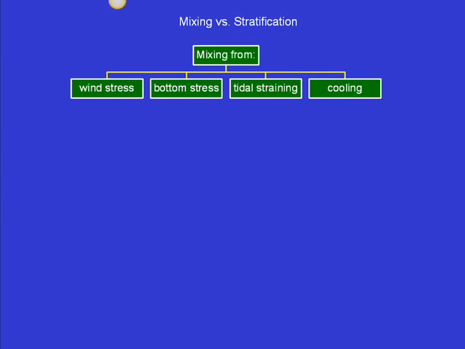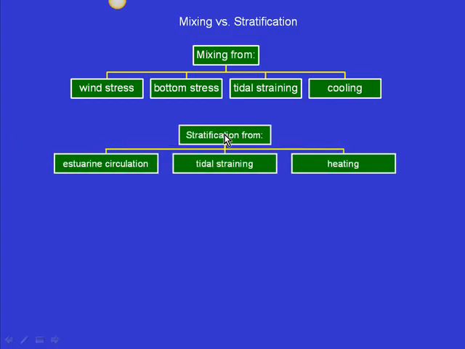How about the opposite of cooling? Heating. Heating will cause stratification, right? How about tidal straining, will it cause stratification? Yes, we just discussed that it will. What else will cause stratification? Maybe the estuarine circulation. So estuarine circulation, tidal straining, and heating are the three mechanisms that we're going to see how we can parameterize.